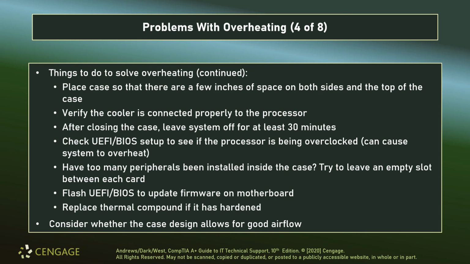Check to see if your thermal compound is hardened. If you see powdery residue or things like that around your CPU, it could be that the thermal compound is completely dried out and is crumbling. That's allowing air pockets to form and allowing heat dissipation to get kind of bunged up between the heatsink and the CPU. Also consider whether your case design allows for good airflow.